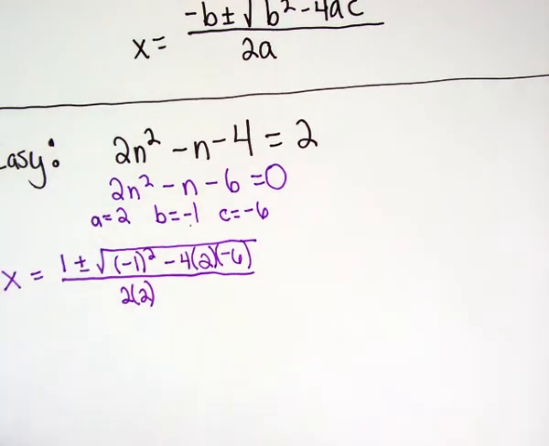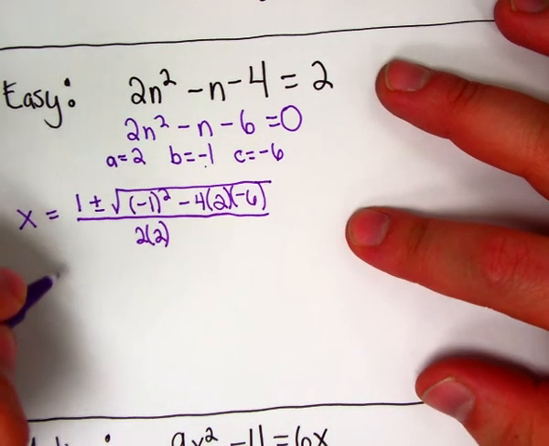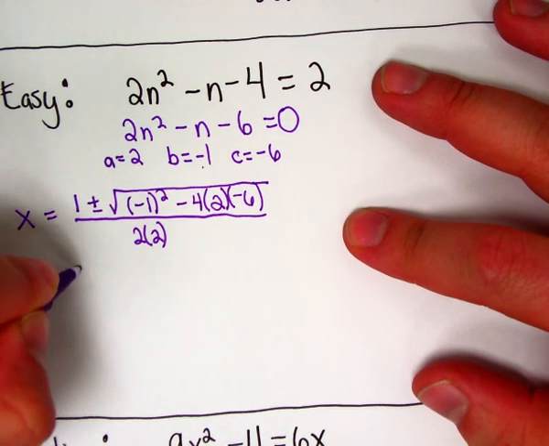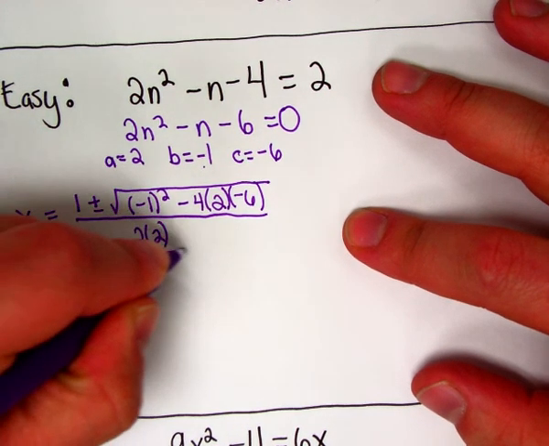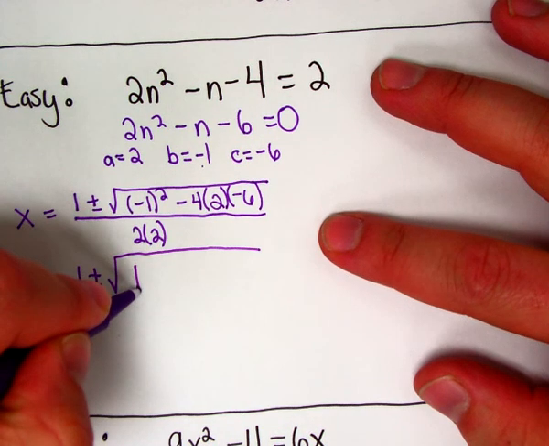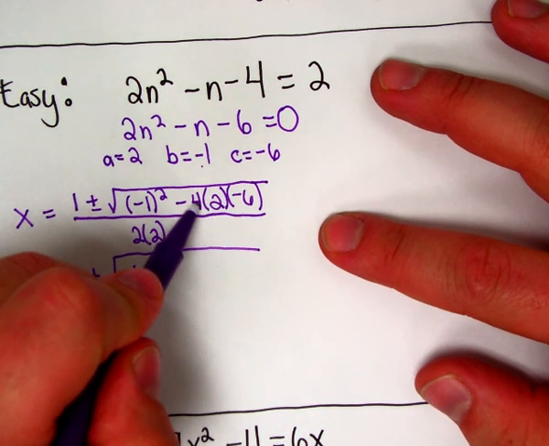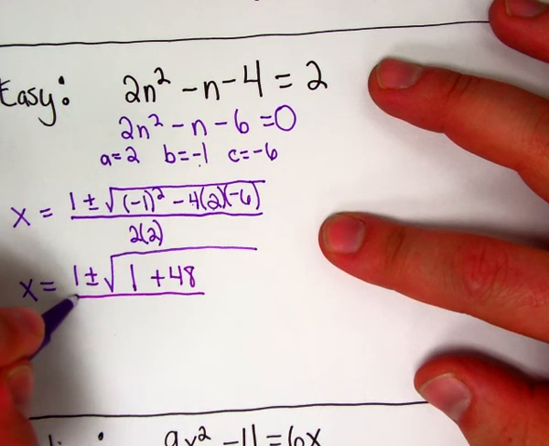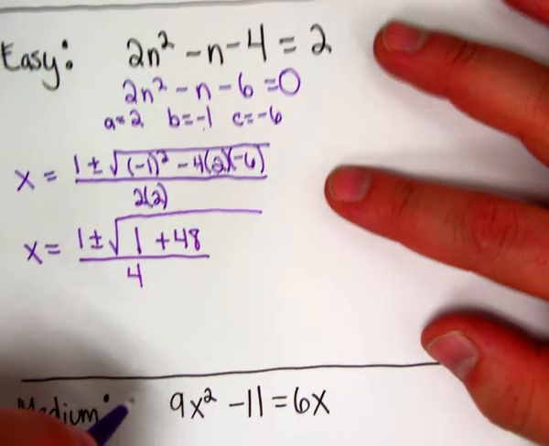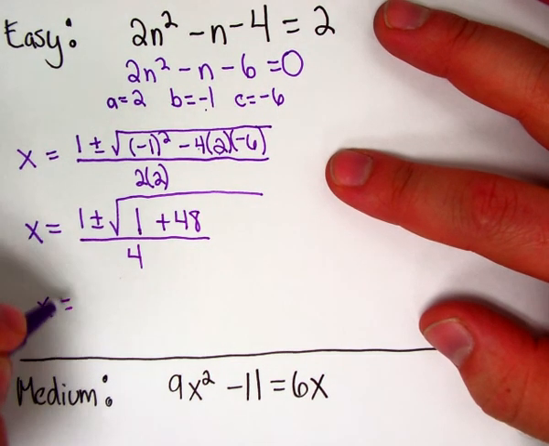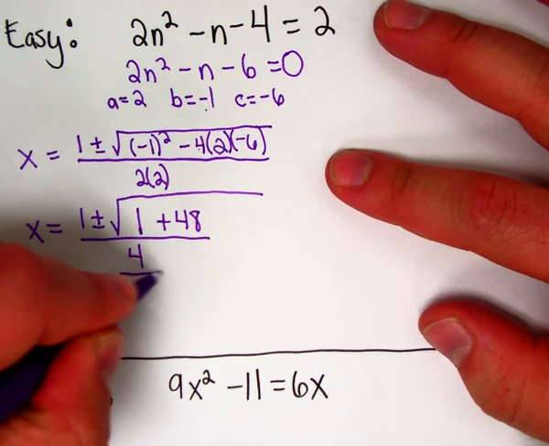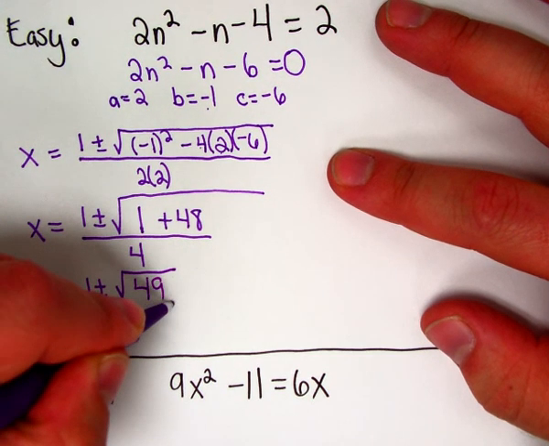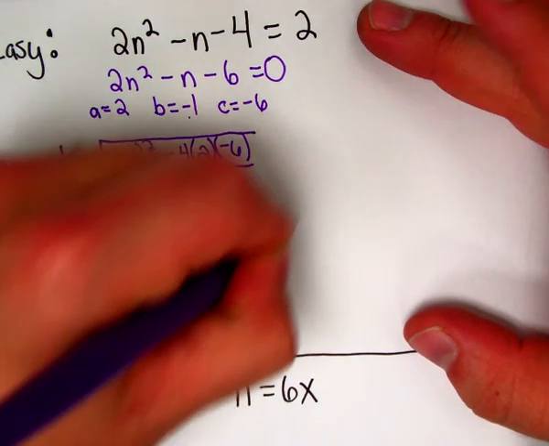Now that we've done this, let's go through and start simplifying all the parts. Let's start with the inside. We have 1 plus or minus the square root of, this will be 1 plus 4 times 2 is 8, and 8 times 6 is 48, over 2 times 2, which is 4. That then will give me x equals 1 plus or minus the square root of 49 all over 4. Let's carry this over here now.